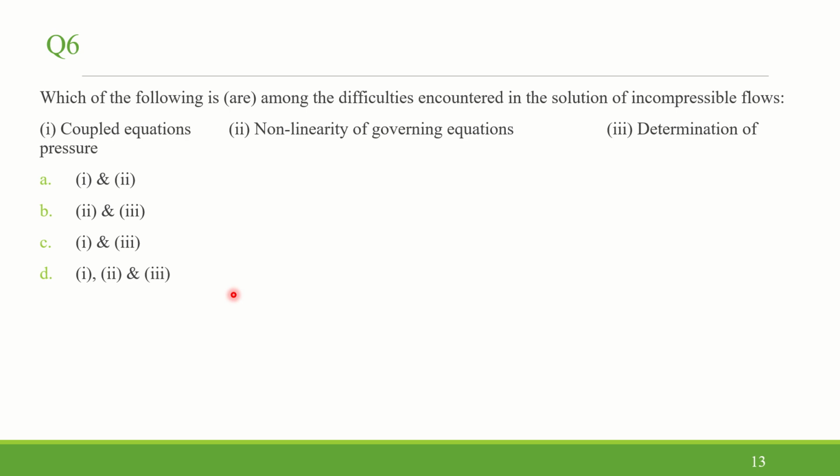So now we are very sure that option D is the right answer, because all of them are difficulties encountered in the solution of incompressible flows, because the equation is a coupled equation and it has nonlinear governing equations. Nonlinearity is present in the governing equation. And also when we are talking about pressure, its evaluation is quite tricky for incompressible flows, whereas evaluation of pressure was easy for compressible flow systems. So in this case, all three are the difficulties encountered. So the answer is option D, that is option D, 1, 2 and 3 is the right answer.